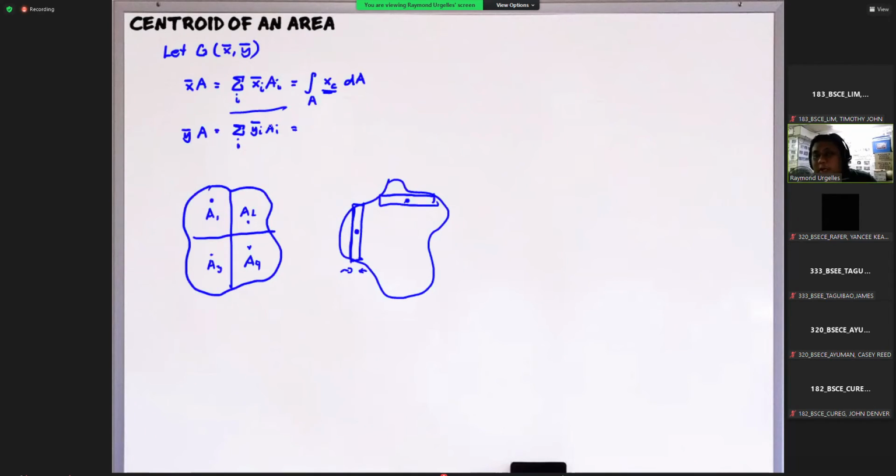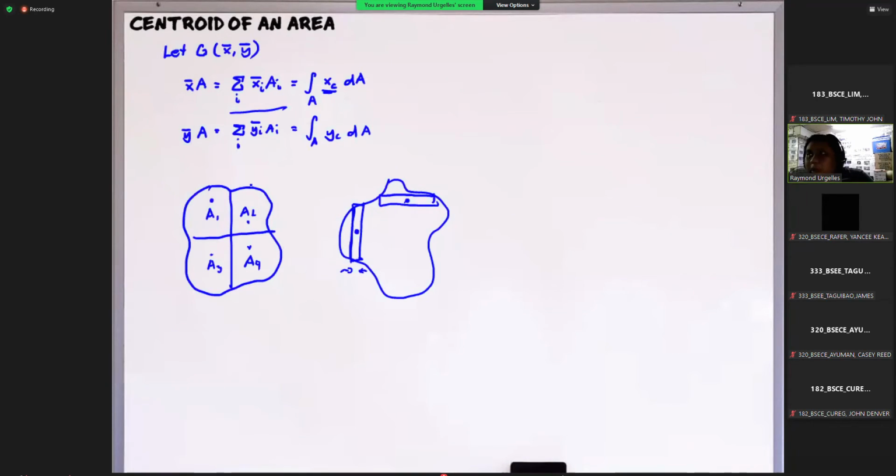Okay, so for smaller areas, pwede rin natin gamitin yung integral if we use infinitesimal areas. Okay ba? Any questions? So again, yan yung tinatawag natin na centroid. So syempre pag three-dimensional yung pinag-uusapan natin, dadagdagan nyo lang ito ng z component.